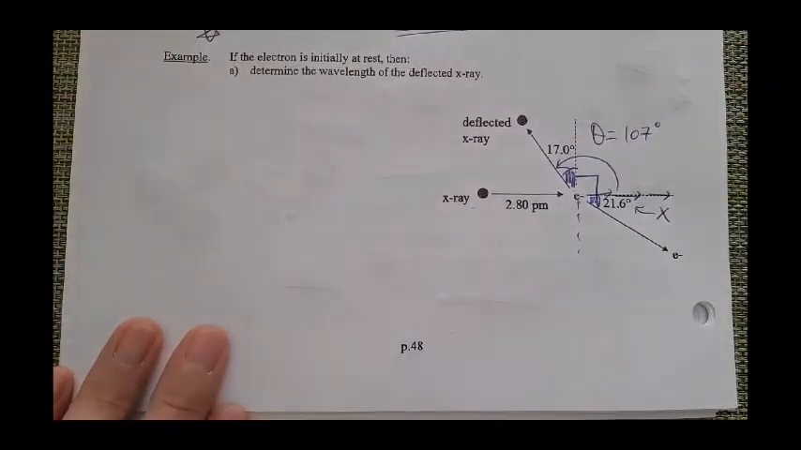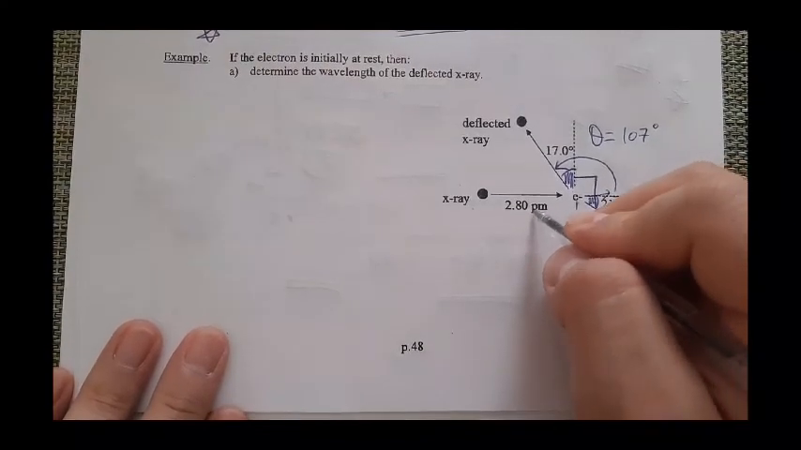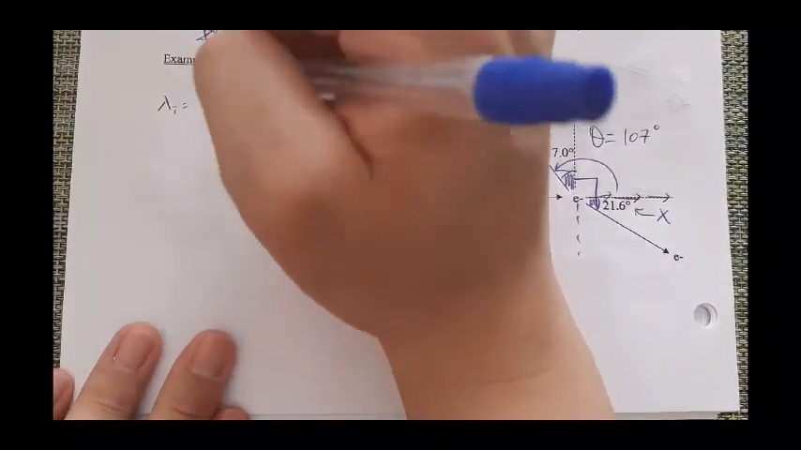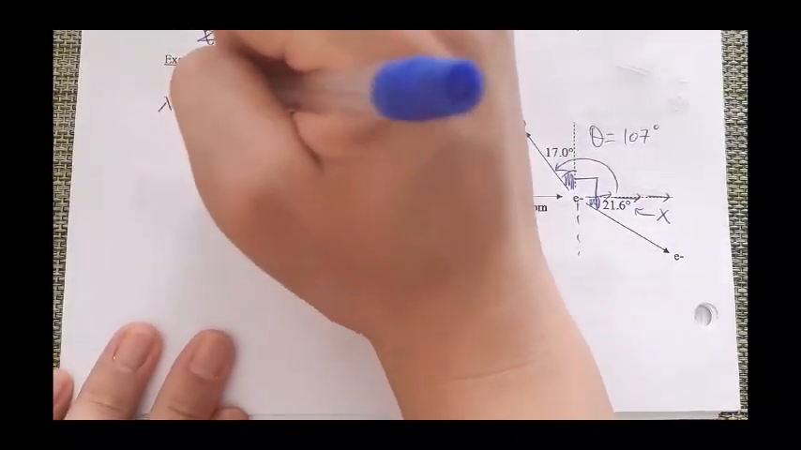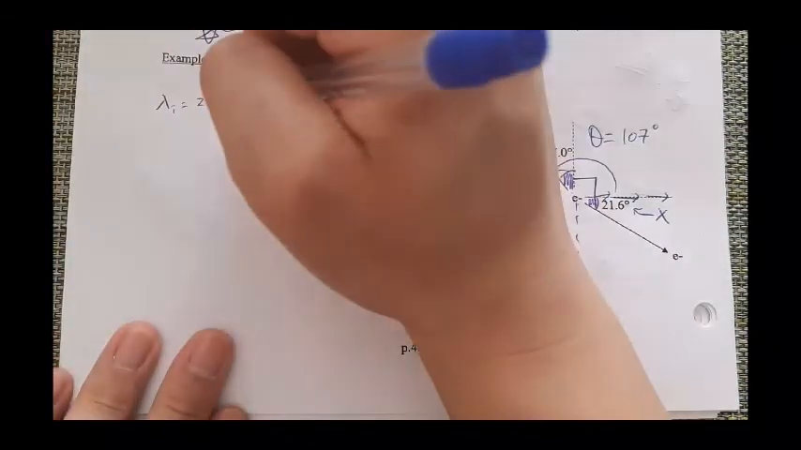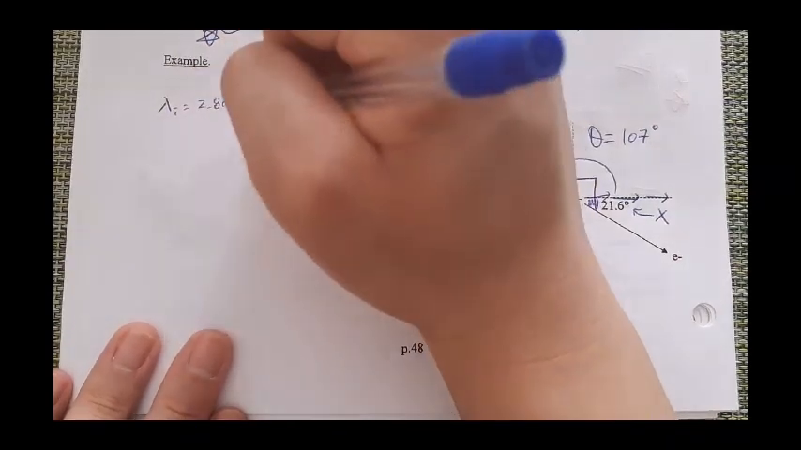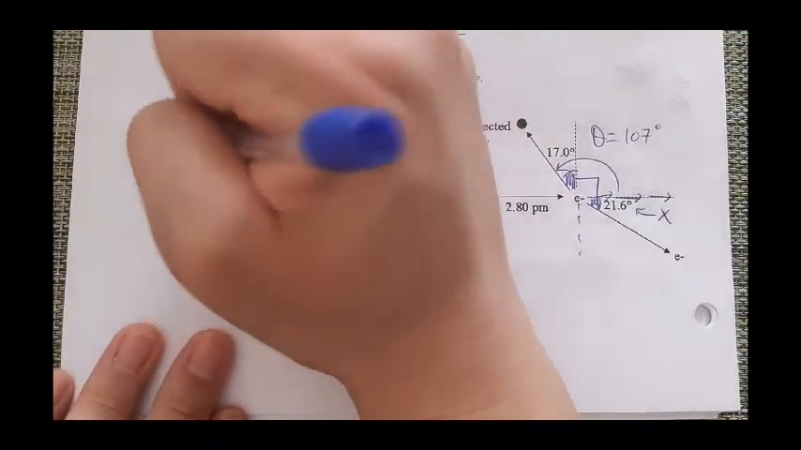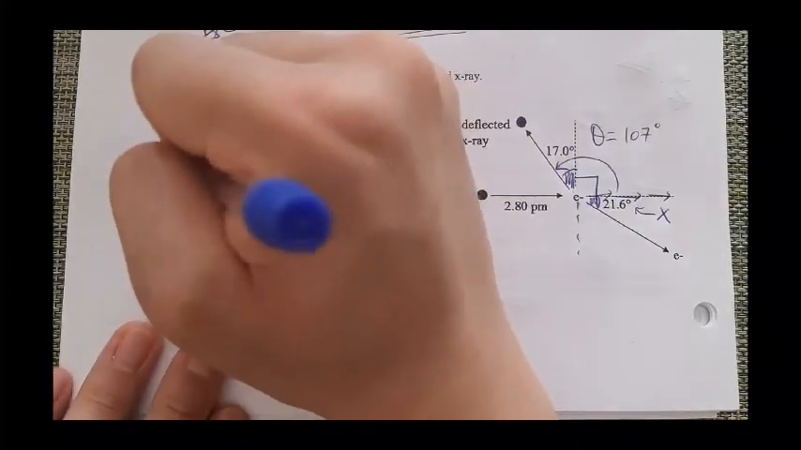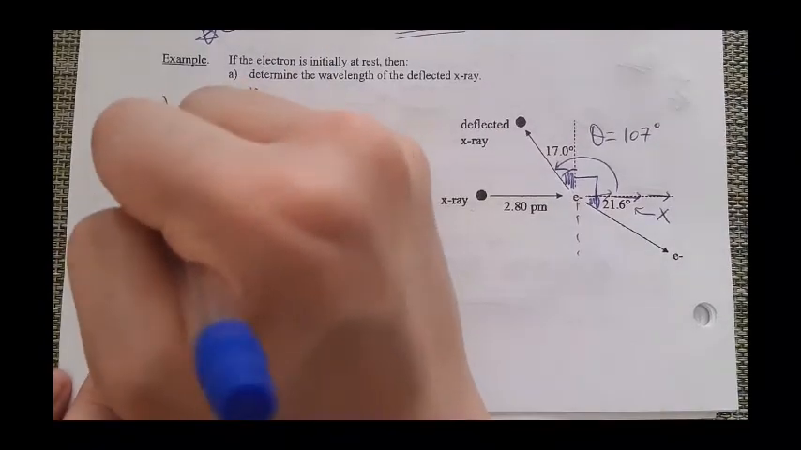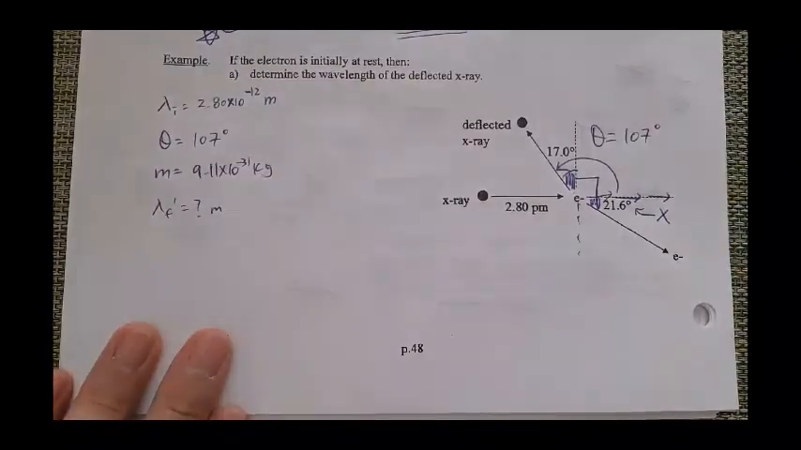So here's what it is. The pm is picometer. Right now we have the initial wavelength, which is 2.80 times 10 to the power of, if you guys remember, nano is -9, right? Pico is another smaller level. So 9 plus 3 is 12, so -12 meter. We also know the angle of deflection, 107 degrees. We know the mass, I believe it's an electron that is deflected. That's what we have, and we are trying to find our final wavelength.